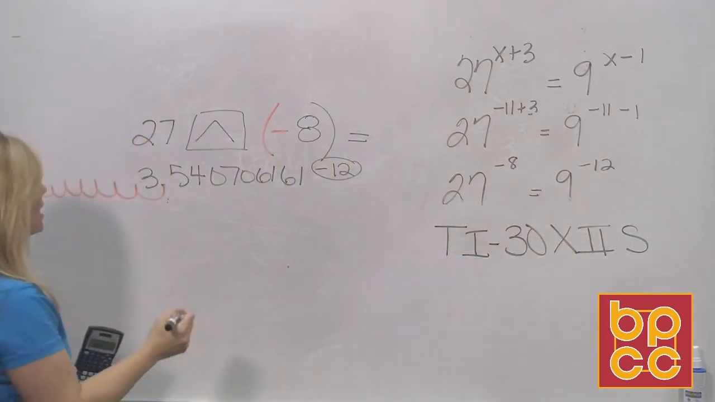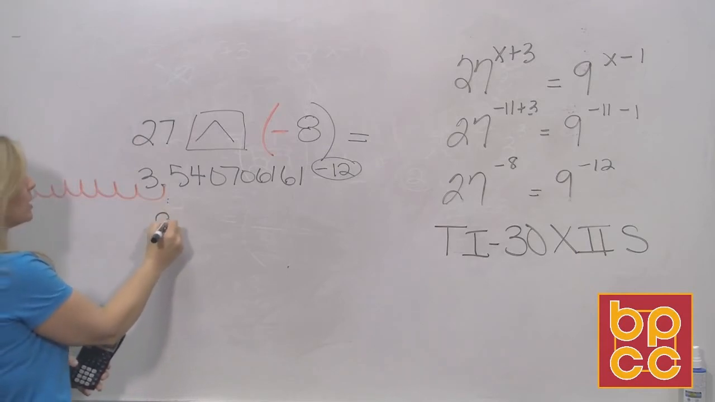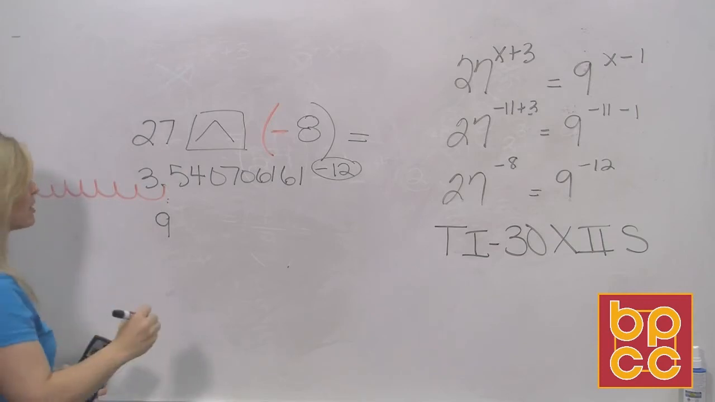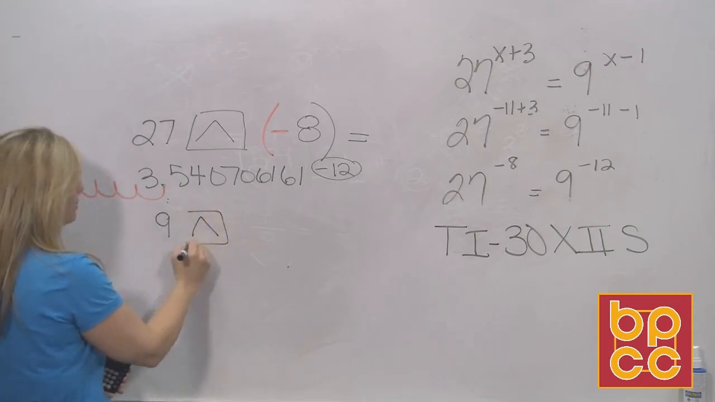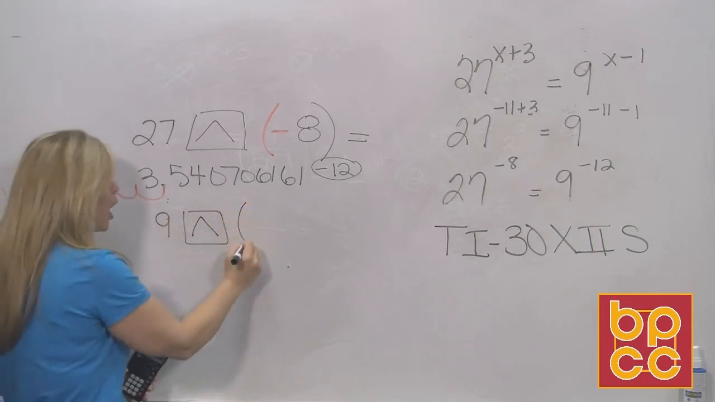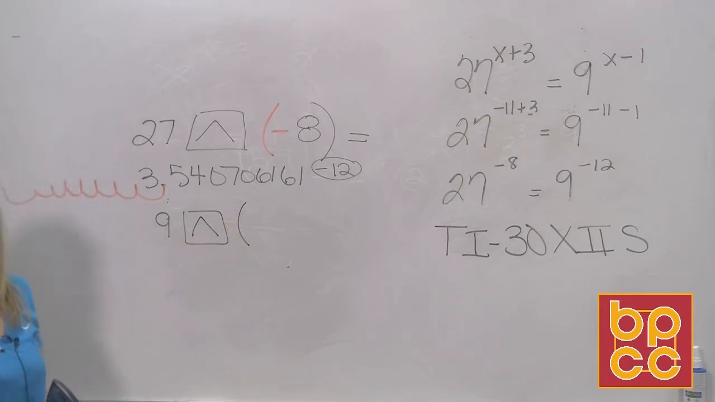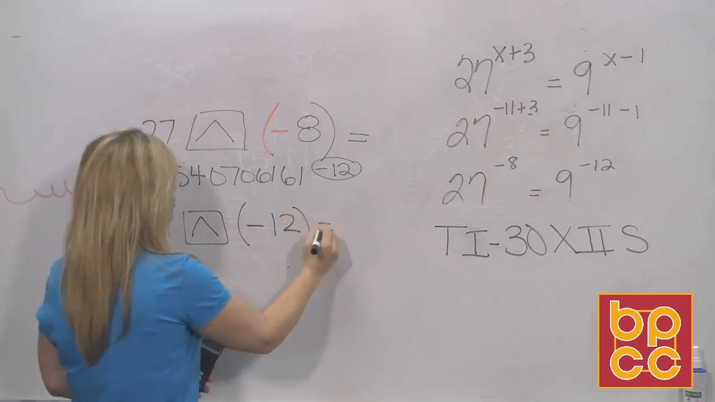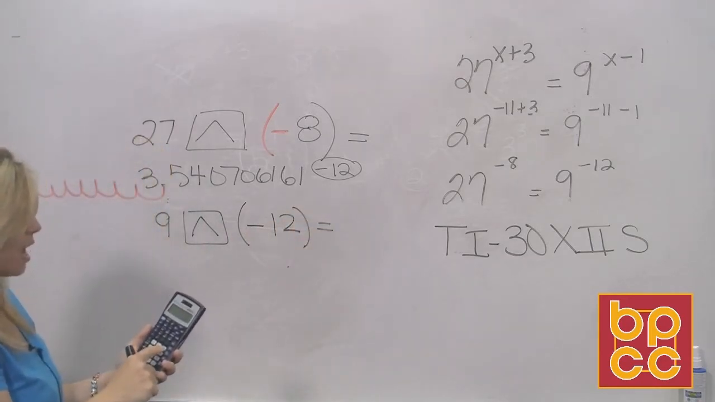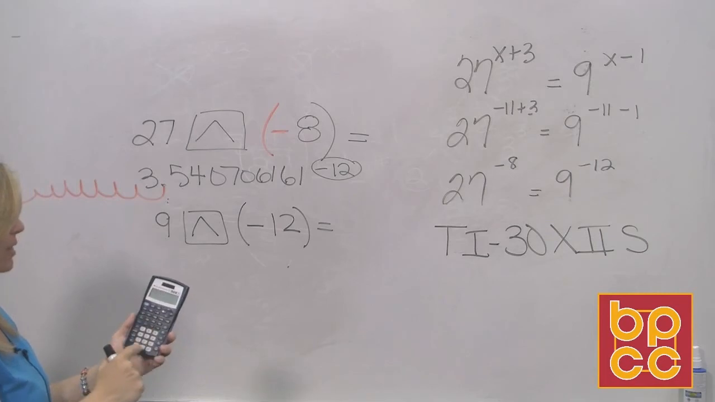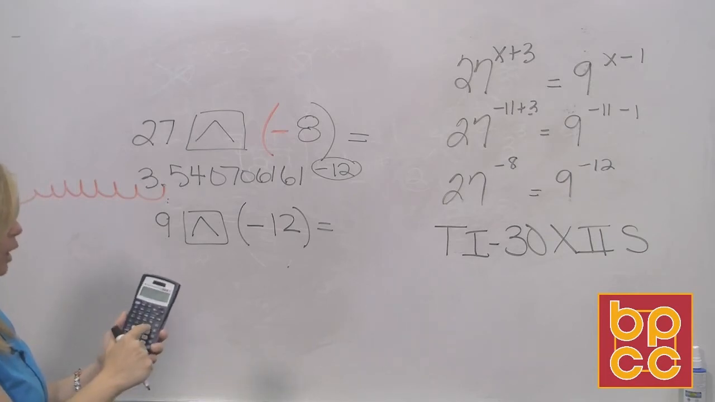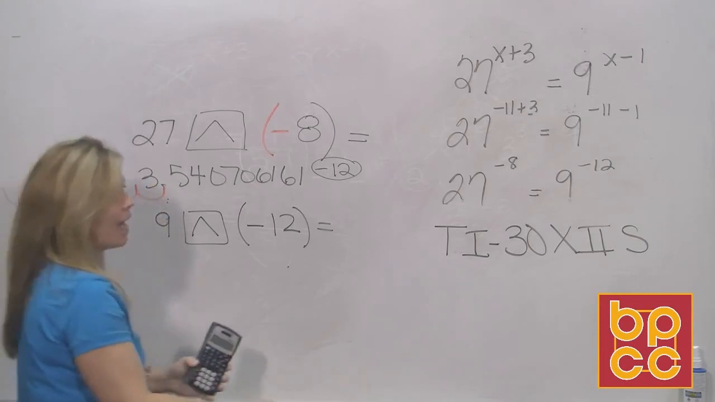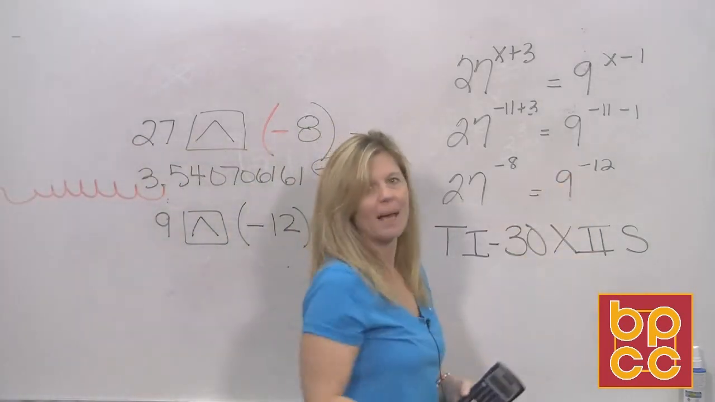So again, to type that in, you're going to type the base. What's the base? 9. You're going to tell the calculator an exponent's coming. So we're going to hit the caret button. We're always going to put open parentheses after we hit the caret button. What's our exponent? Little -12 equals. So if I type that in, 9 caret, open parentheses, little -12, close parentheses equals, I get out the same decimal. And that proves to me both sides balance.